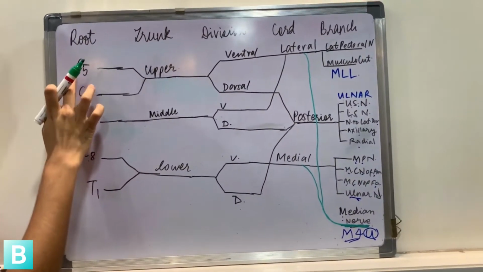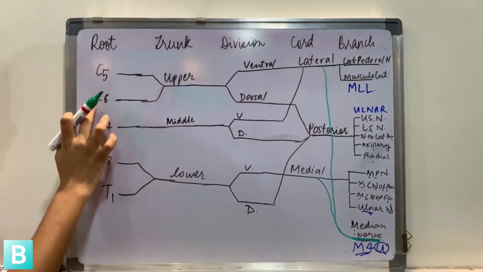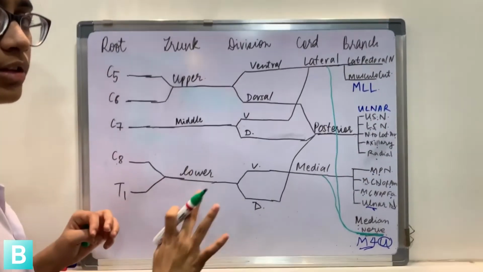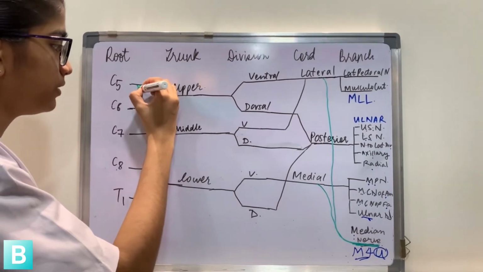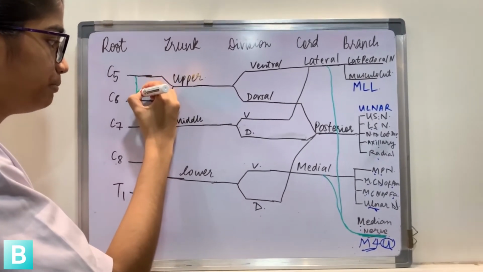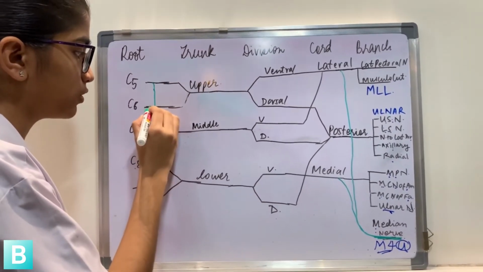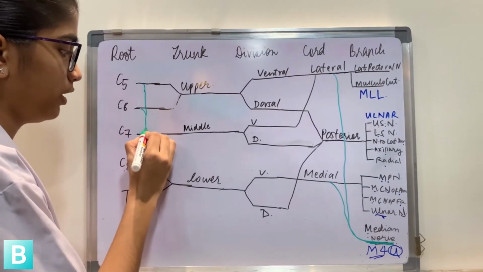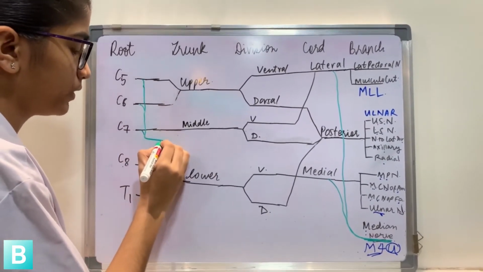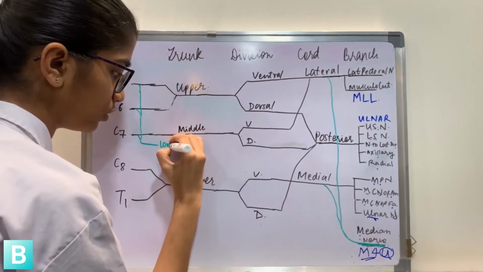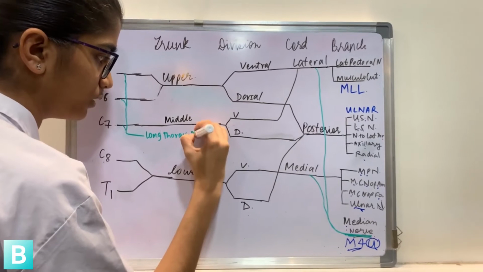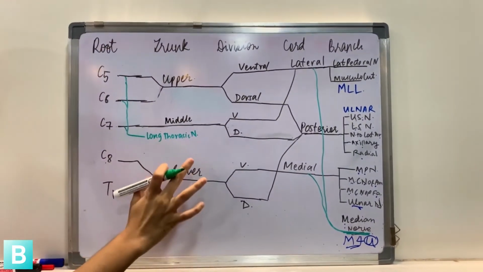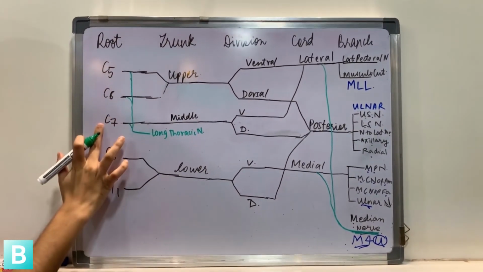Now it arises from the C5 to C7 nerve. So C5, C6 and C7, all of these together form the long thoracic nerve. Here we have a branch coming from the C5, picks up a branch from the C6 as it goes. Both of these join, pick up a branch from C7. This forms the long thoracic nerve. We have the long thoracic nerve from C5, C6 and C7.